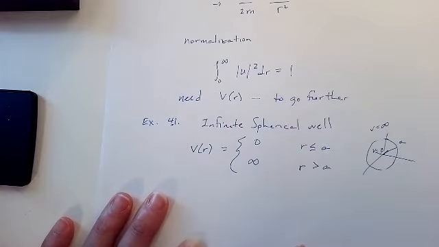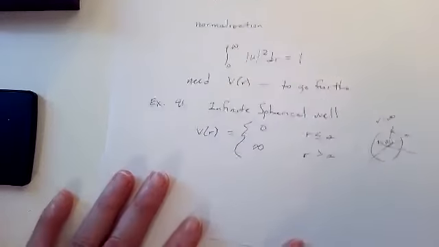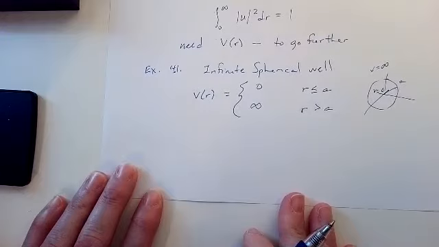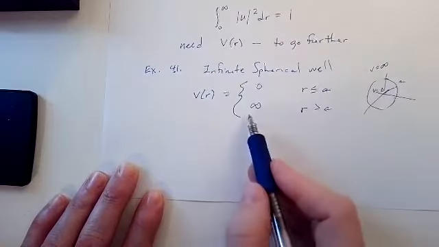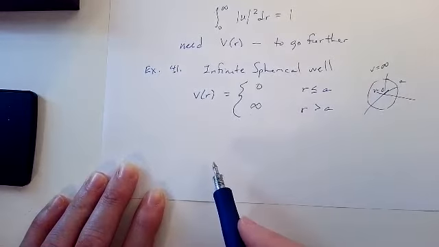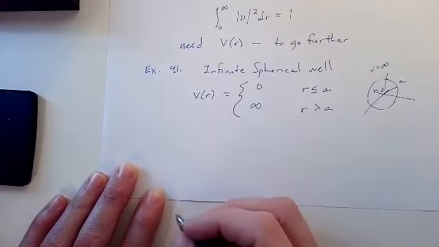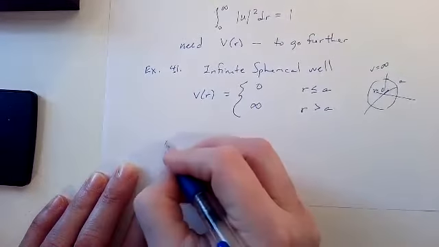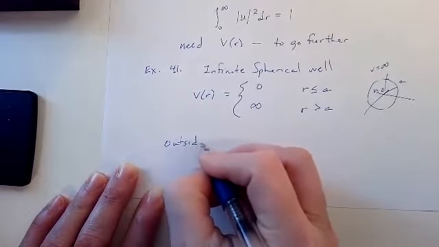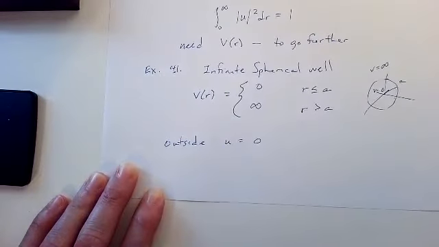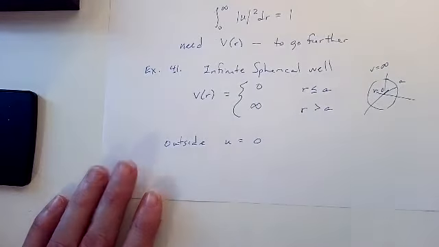Just like our one-dimensional infinite square well, we can say that our wave function doesn't exist out here where the potential is infinite, right? So our wave function only exists within that well. So outside, our wave function is 0. Inside, we would do the radial equation.